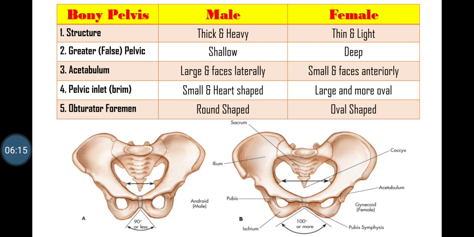Acetabulum is large and faces laterally in male and it is small and faces anteriorly in female. Pelvic inlet is small and heart shaped in male.